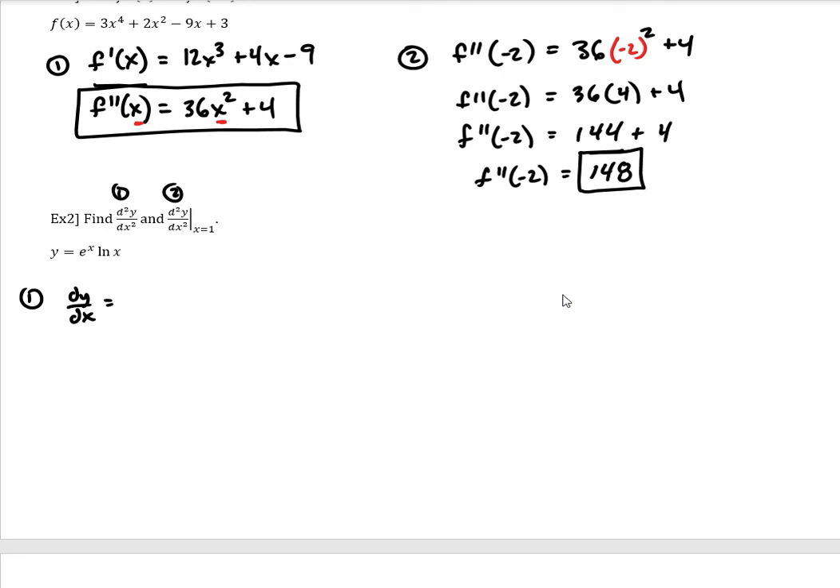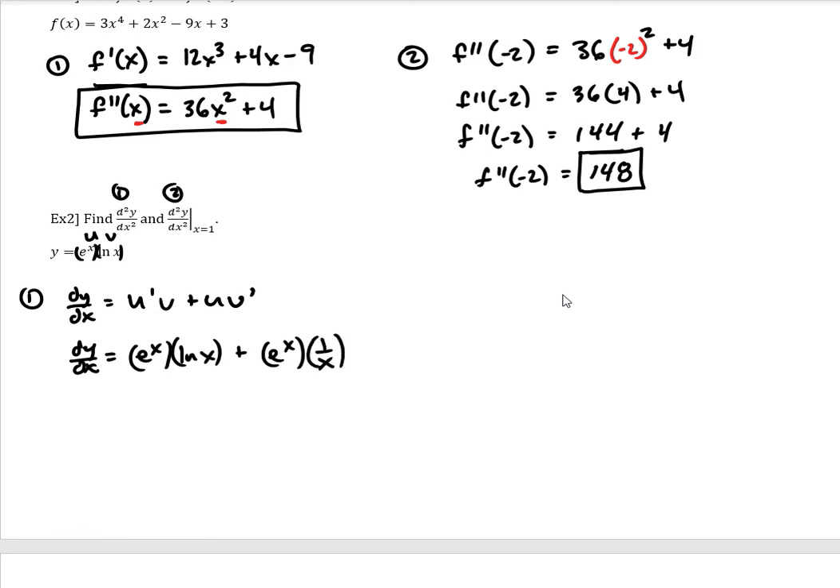This is using the product rule. So we have a product, there's our u, and there's our v. And so I have u prime v plus uv prime. With that, I can now substitute in. The derivative of e to the x is e to the x, times v, which is just the natural log of x, plus u, which is e to the x, times v prime, which would be 1 over x. So there it is, and we could simplify. dy dx is e to the x natural log of x plus e to the x over x.